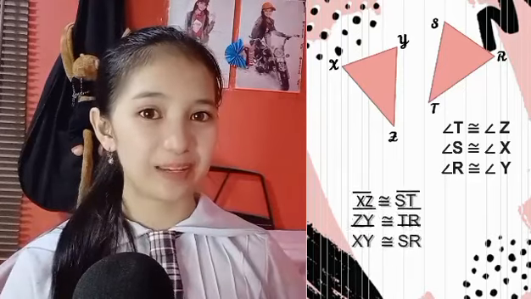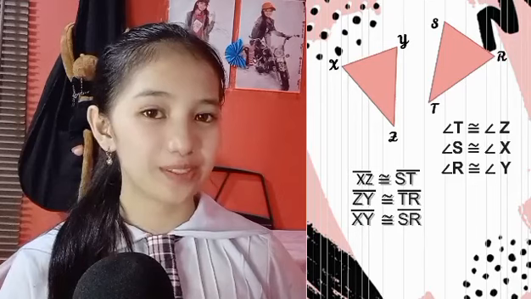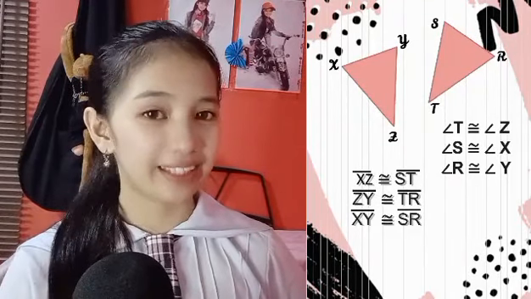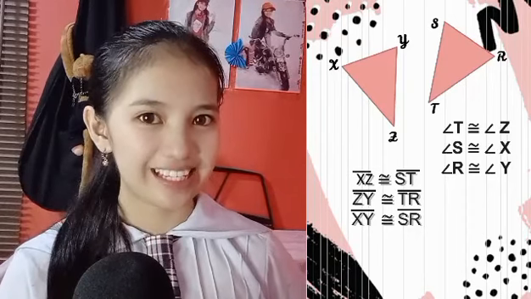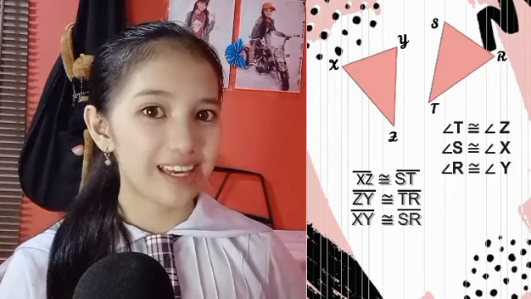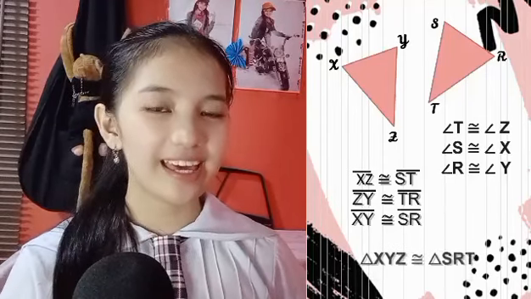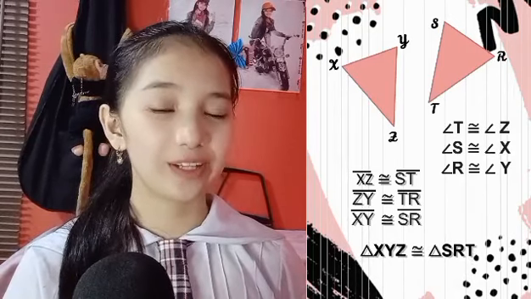Now in its corresponding sides, line segment XY is congruent to line segment SR. Next, line segment XZ is congruent to line segment ST. Lastly, line segment YZ is congruent to line segment RT. Therefore, it is concluded that triangle XYZ is congruent to triangle SRT.